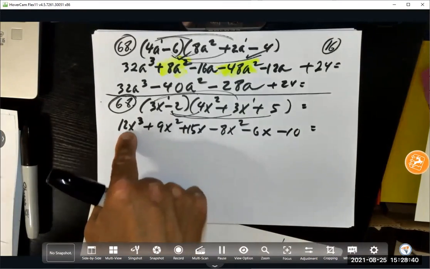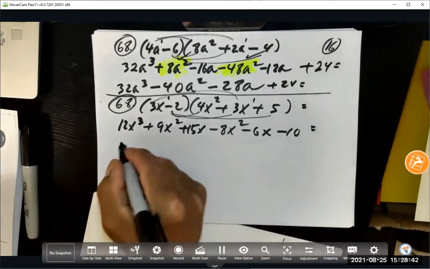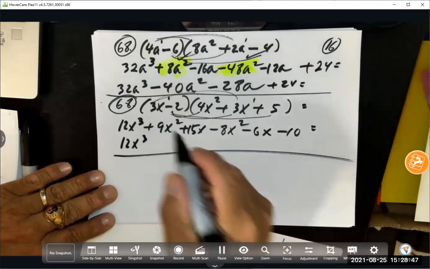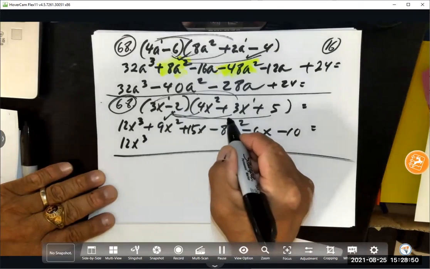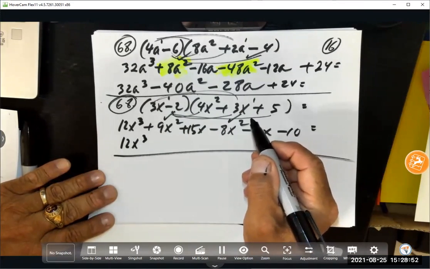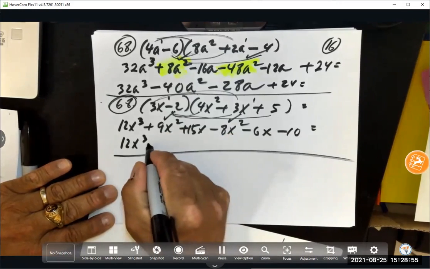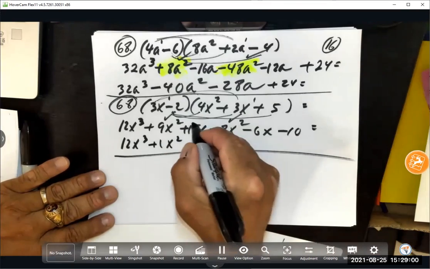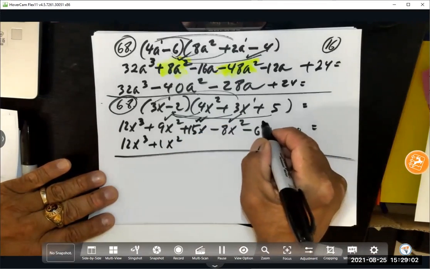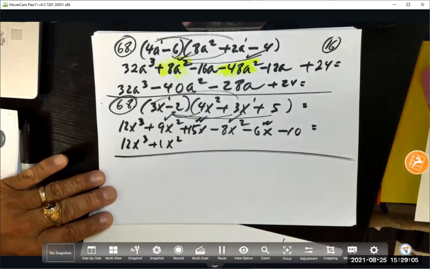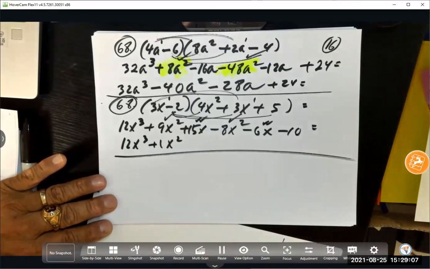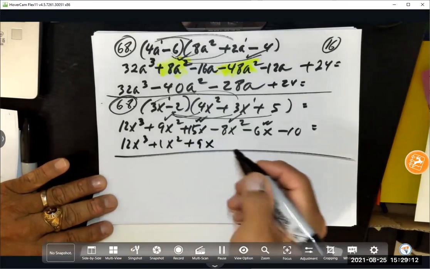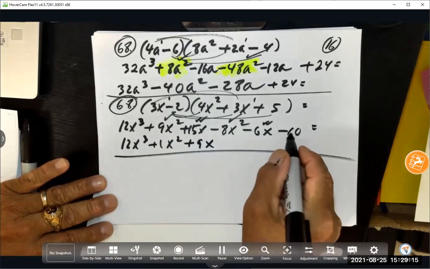X cubes. Any more x cubes? No. Copy it down. What about the squares? You have 9x squared minus 8x squared. How much is that? 1x squared. Yeah, plus just 1x squared. That's right. And you have 15 and a minus 6. 9. And you have a minus 10 left over, right?